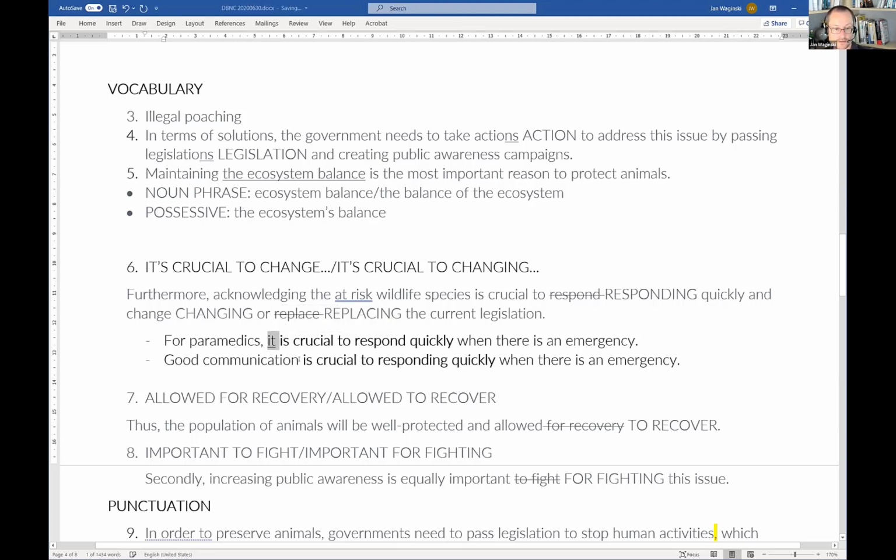Have a look at the subjects here. I don't know if that helps you understand. Good communication is like important to respond quickly. Yeah, it's an essential factor for a quick response. If you have poor communication, you can't respond quickly. Oh, now I understand. Okay, what's crucial when there's an emergency? It's crucial to respond quickly when there's an emergency. It is important to do something.